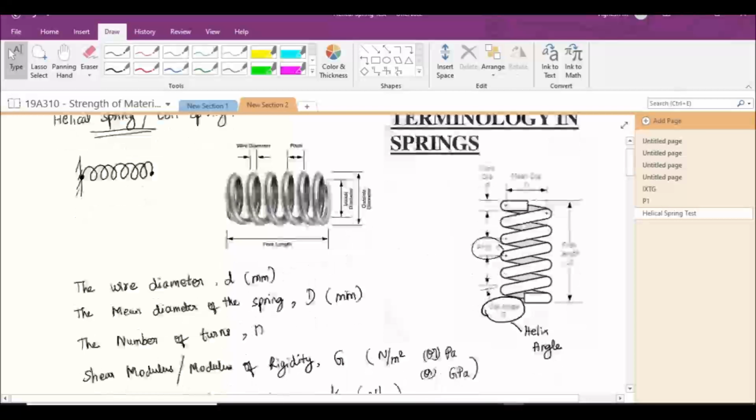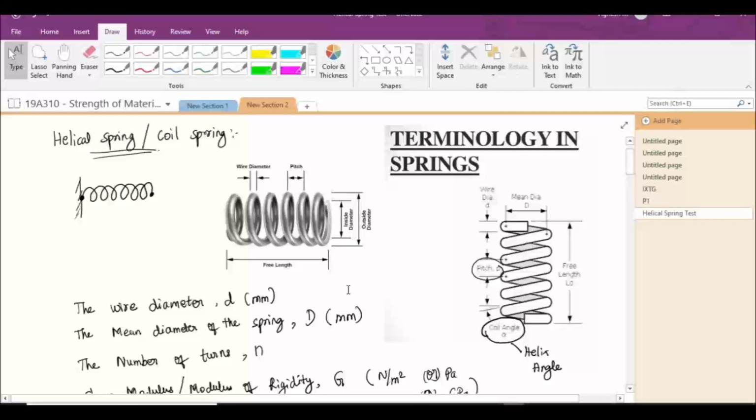The other important parameters are the pitch distance, the coil angle or helix angle, and the free length of the spring. The free length of the spring is nothing but the total length of the spring, which also includes the gap between the coils. The gap between the coils is also considered. So that is the free length of the spring.